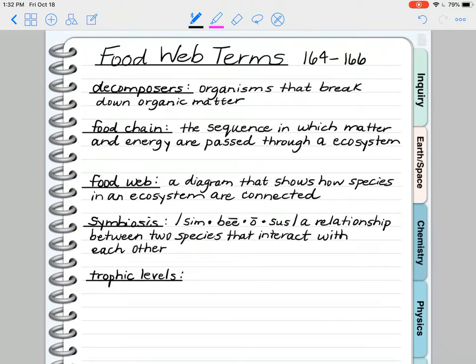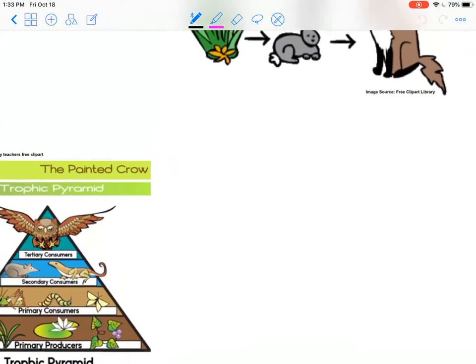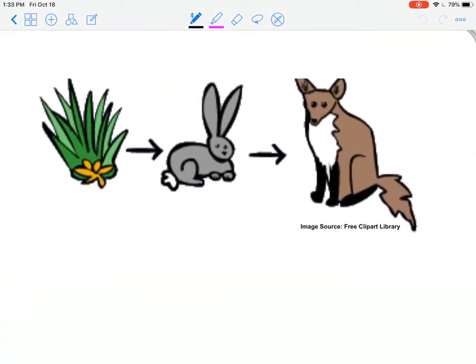Trophic levels. Trophic levels are positions in the food chain, and we will look at those when we do our diagram. So trophic levels are positions in that food chain. And I think I'm just going to go ahead and scroll on over, and let's look at some pictures here of a very basic food chain, and then we'll move on down to a food web.